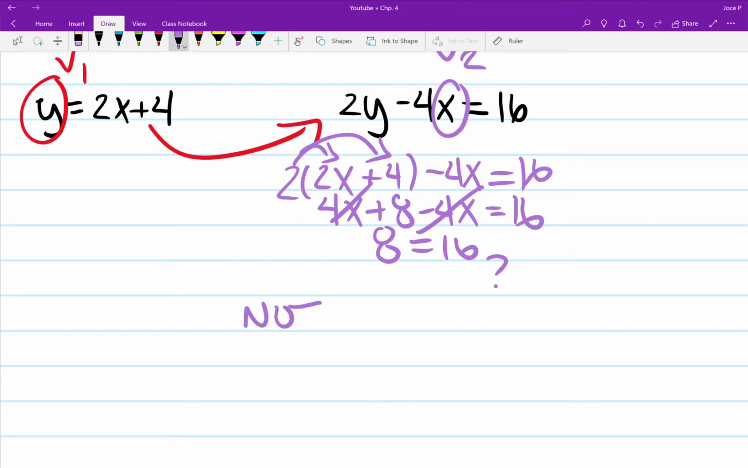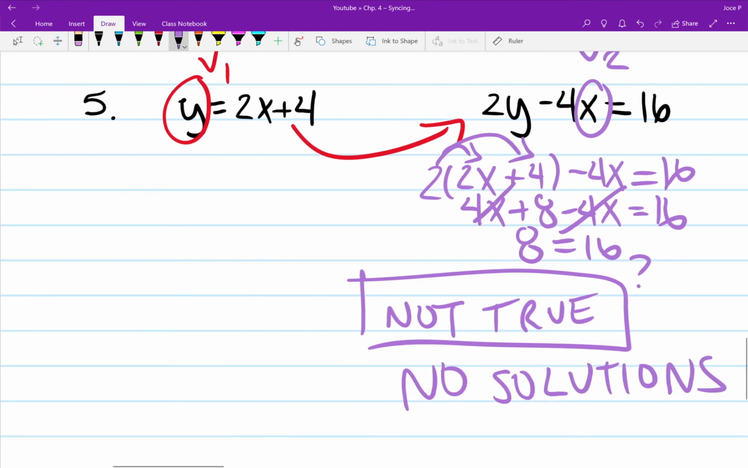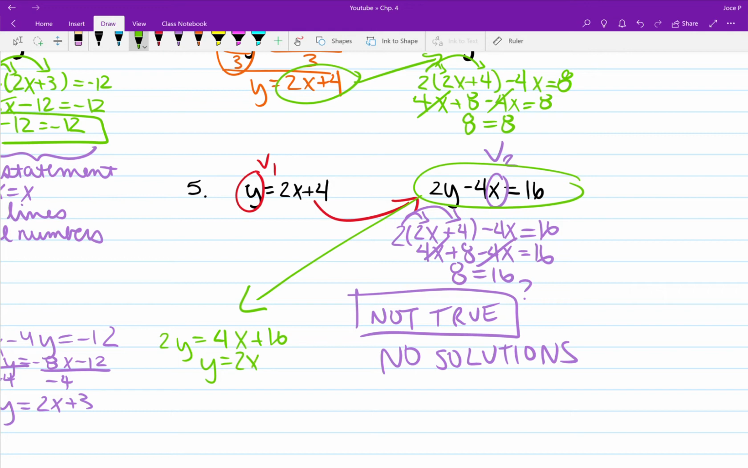When you have a not true statement, and once again, it doesn't just have to be 8 equals 16. It could be, say, negative x equals 2x, which is not true. That means that there are no solutions. These are going to be parallel lines when you eventually break them down into y equals mx plus b. If you see over here, we can take this and go 2y, and now bring the 4x over, 4x plus 16, y equals 2x plus 8. These are parallel lines, hence there are no solutions.